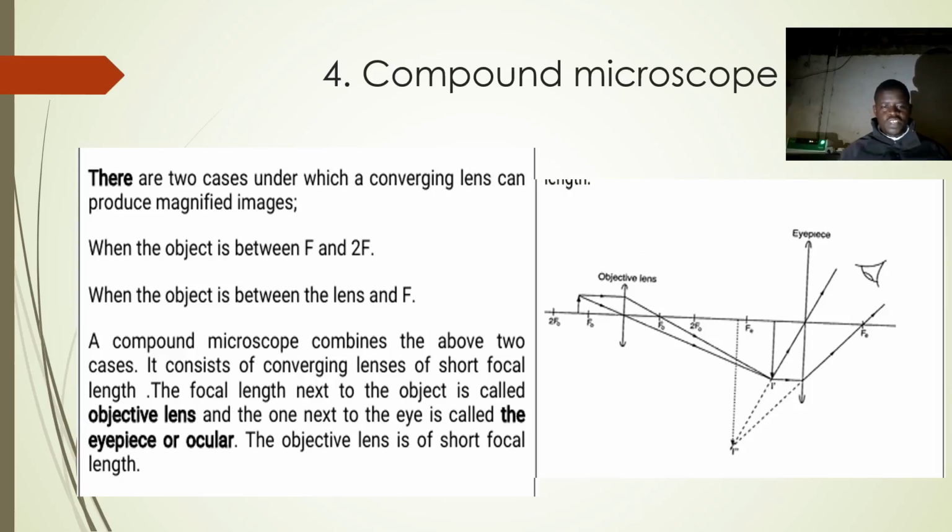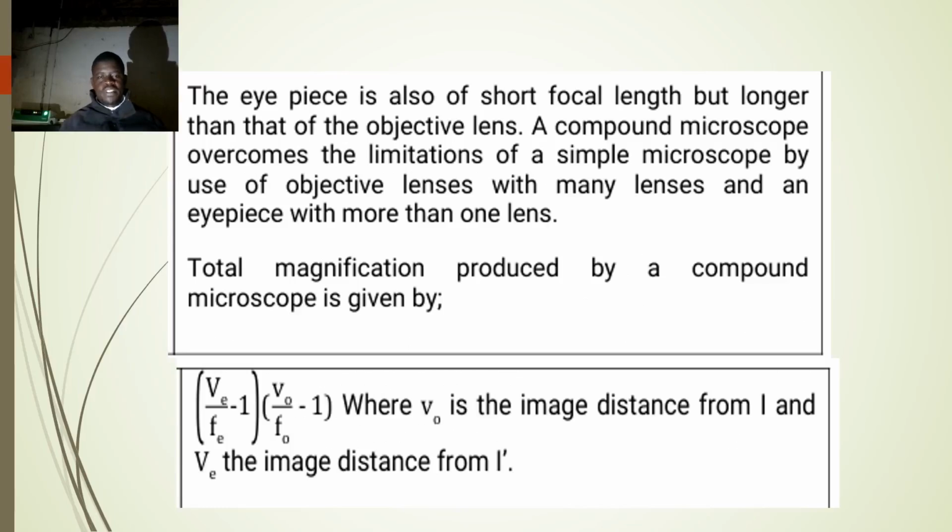It consists of converging lenses of short focal length. The lens next to the object is called the objective lens, and the one next to the eye is called the eyepiece or ocular lens. The objective lens is of short focal length. The eyepiece is also of short focal length but longer than that of the objective lens. A compound microscope overcomes the limitations of the simple microscope by use of an objective with many lenses and an eyepiece with more than one lens.